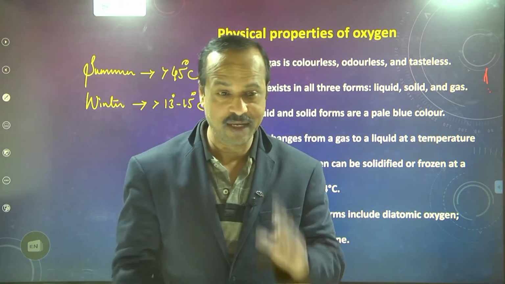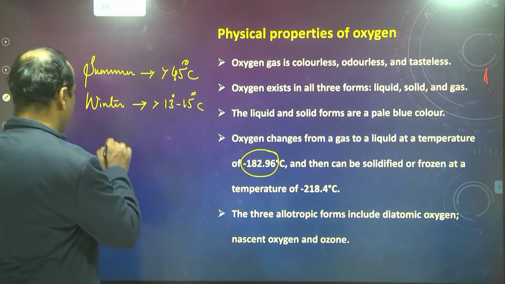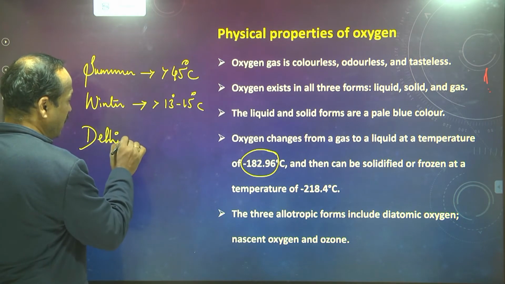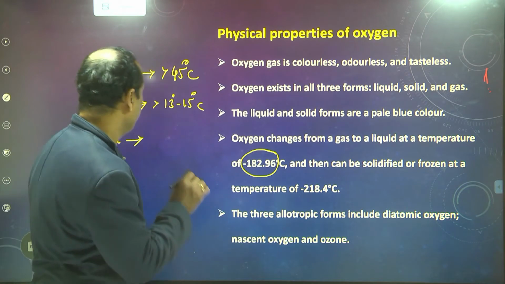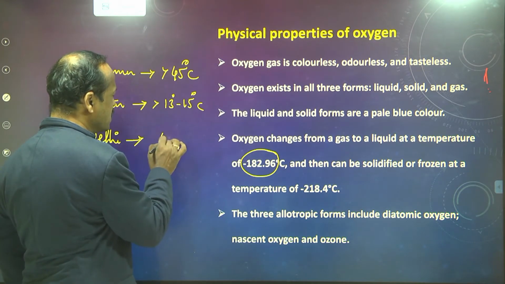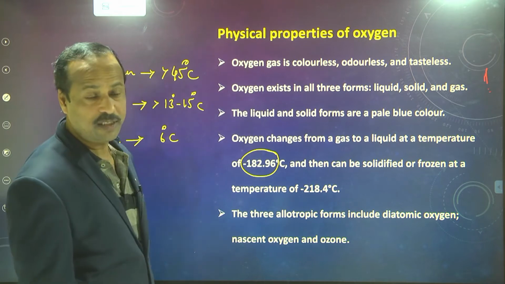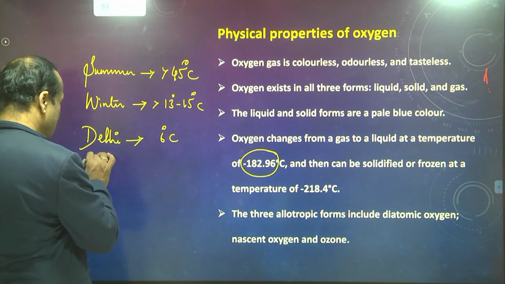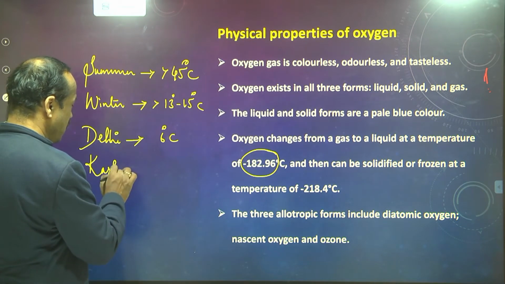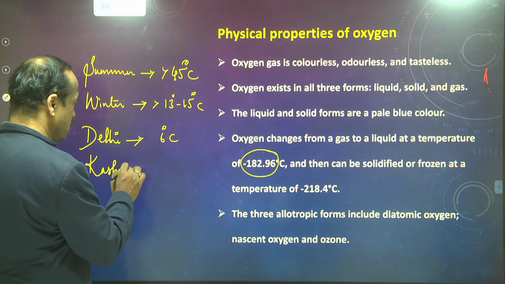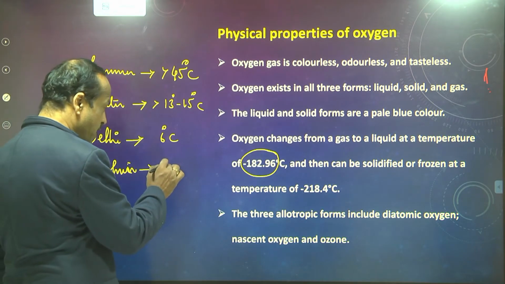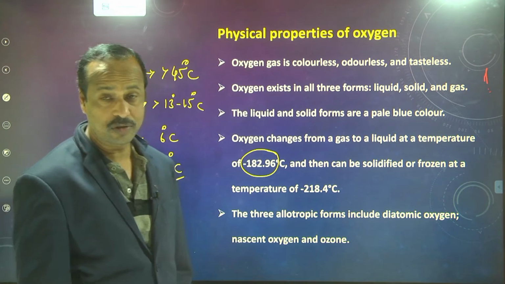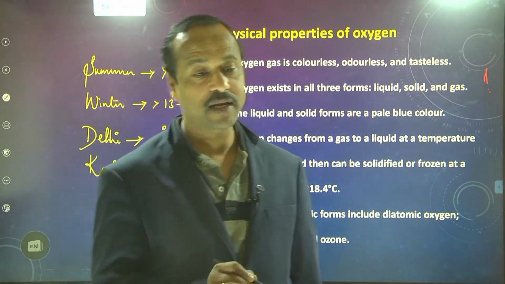If you go to Delhi at present, the temperature in the nights comes to approximately 6 degrees Celsius. If you go to Kashmir, in the month of December to January, the temperature goes to 0 degrees Celsius. At 0, what happens?